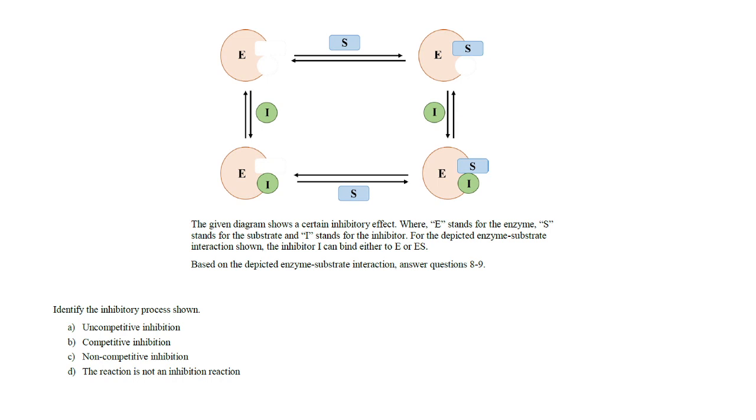So here we have enzyme, substrate will bind, inhibitor will come, it will bind here. The given diagram shows a certain inhibitory effect where E stands for enzyme, S stands for substrate, I stands for inhibitor. For the depicted enzyme substrate interaction, the inhibitor I can bind either E or ES. So the inhibitor can bind the enzyme directly or this enzyme substrate complex. Identify the inhibition process: uncompetitive inhibition, competitive inhibition, non-competitive inhibition, or the reaction is not an inhibition reaction.